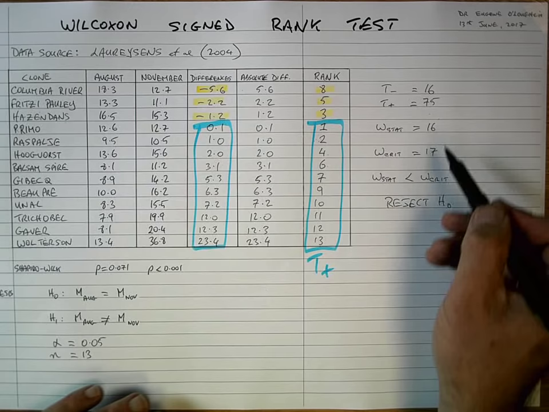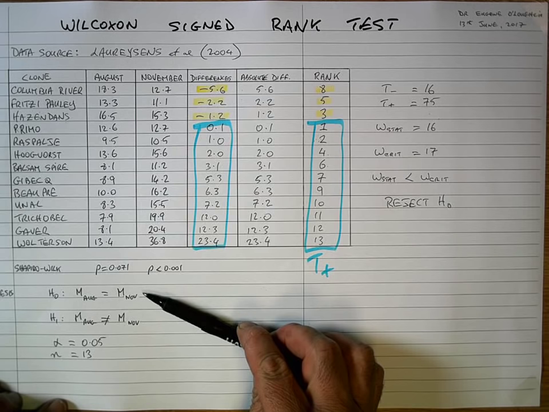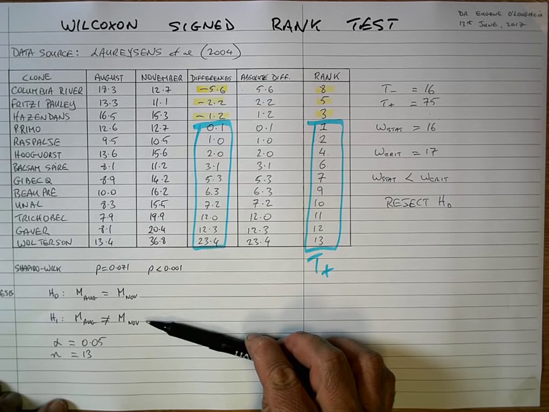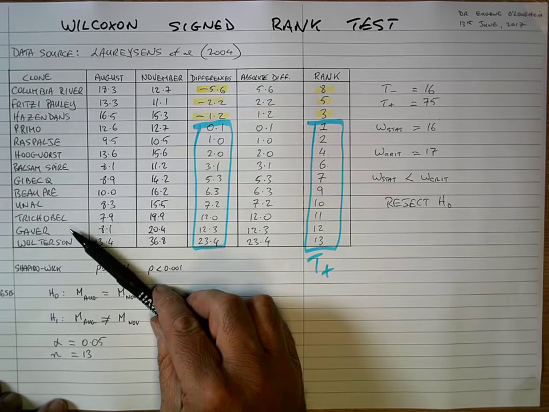We reject H0. So in other words, we are rejecting this statement over here that the median differences between August and November are 0. So we are rejecting that in favor of the alternative hypothesis that the median differences are not 0. And we're doing all this at an alpha value of significance of 0.05. So in conclusion then, we have found a significant difference between the concentrations of aluminium between the August and November data for the poplar tree clones.